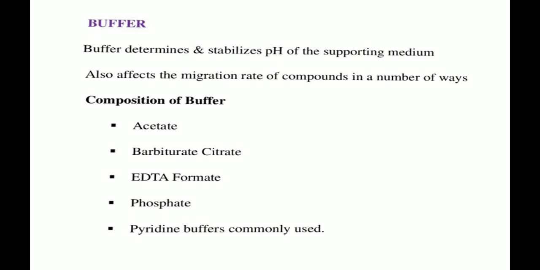The most commonly used buffers for electrophoresis are formate, acetate, EDTA, pyridine, tris, citrate and barbiturate citrate. These are the buffers which are mostly used in electrophoresis. Buffers should never bind to the molecules being separated, as it affects the migration of the sample.